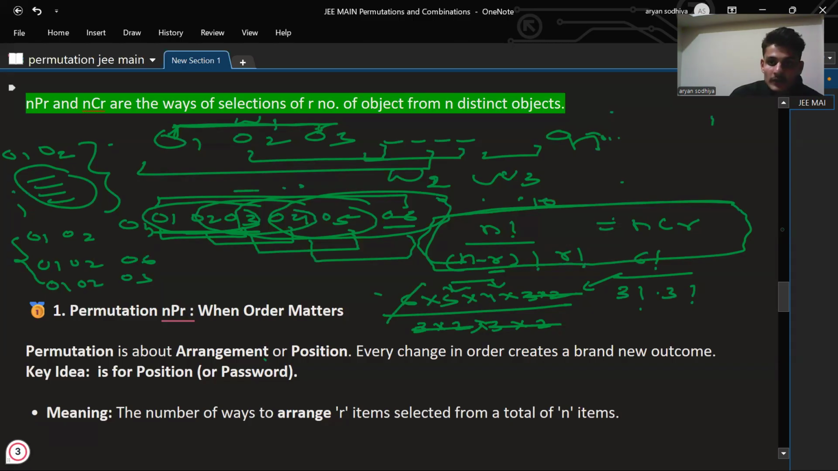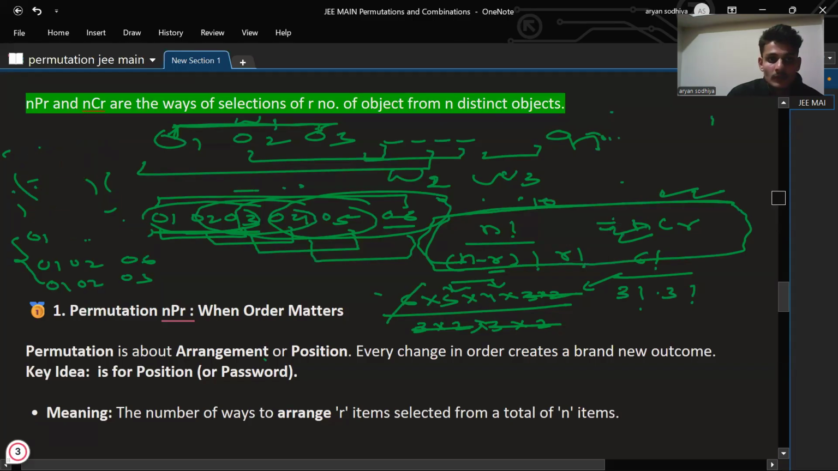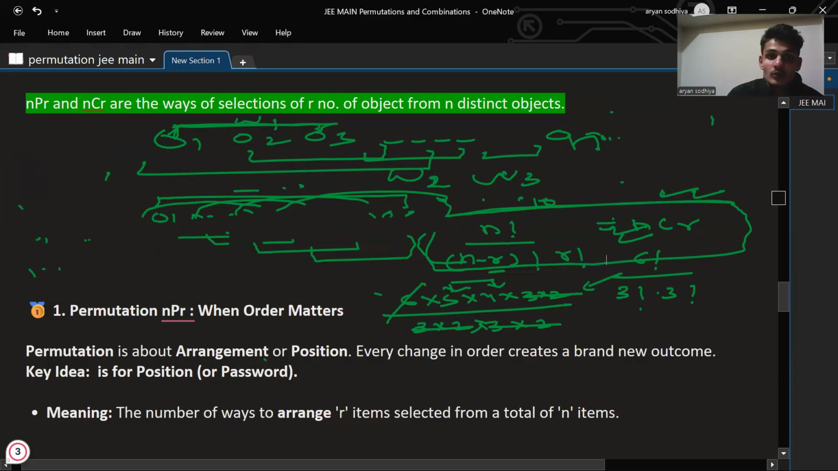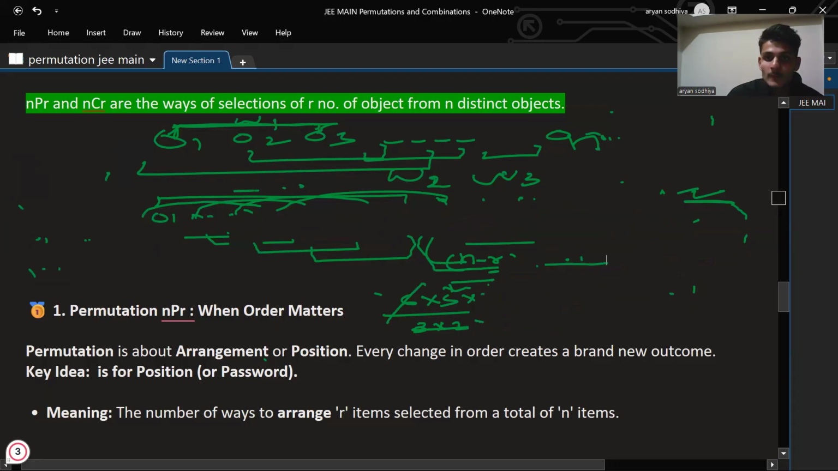Okay. This formula is discovered to minimize this calculation because it is very time-taking and there is an exam of limited time only. That is why nCr is used. I hope you got this point. So whenever the problem is asking to make a 3-object group out of 10 objects, use the formula of nCr.